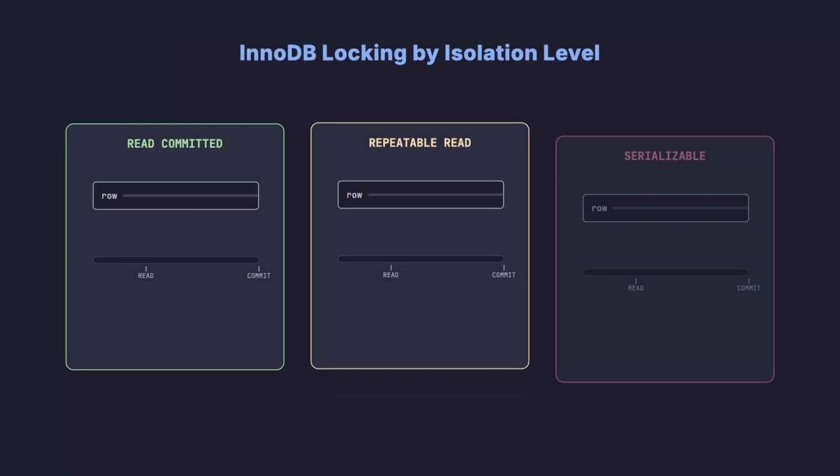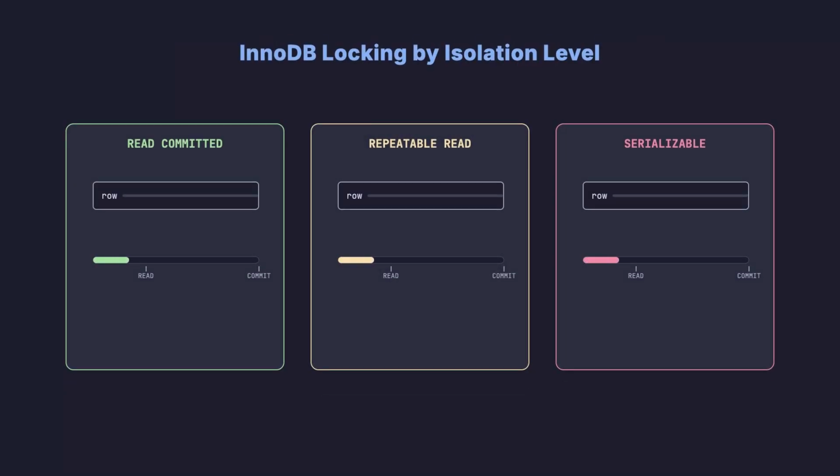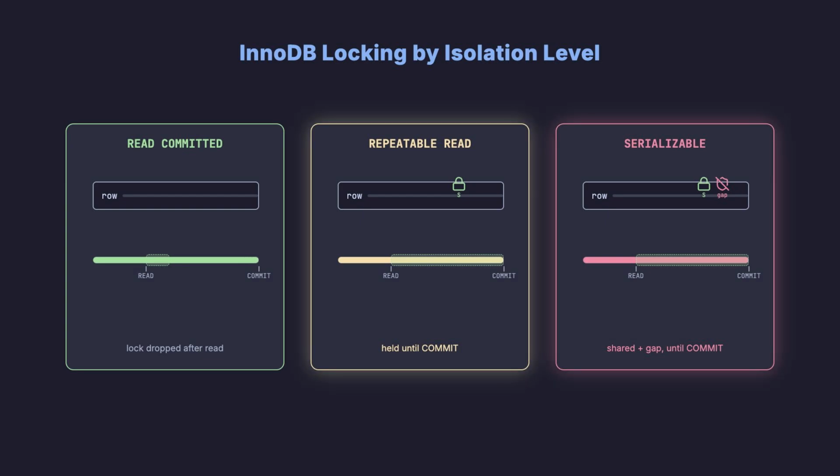I'll stick to the three main levels that matter in production: read committed, repeatable read, and serializable, and I'll explain each one through the locks InnoDB takes, not just the textbook anomalies.